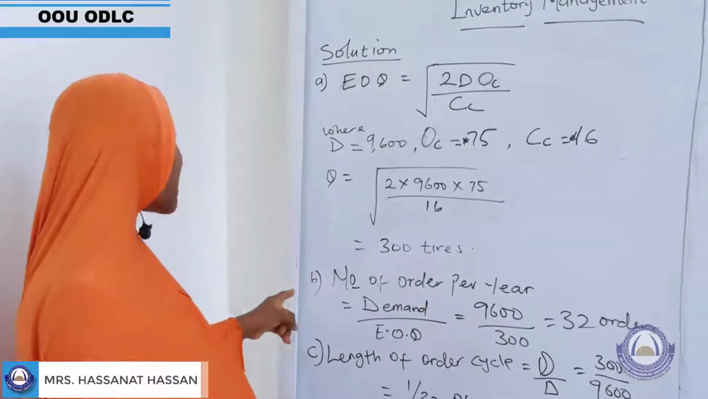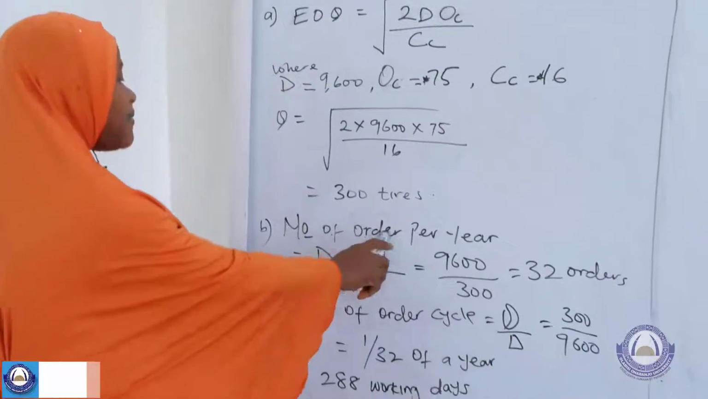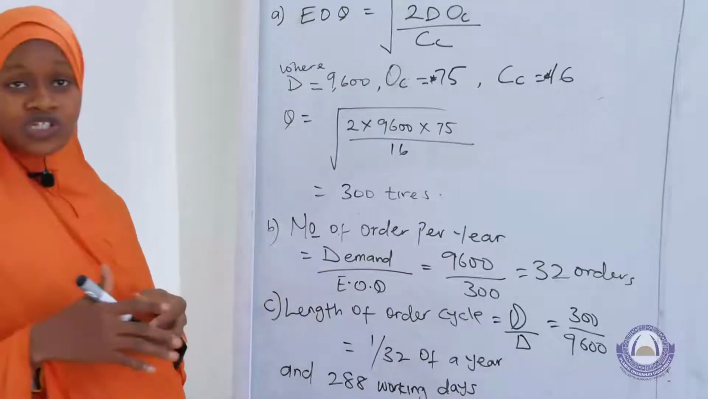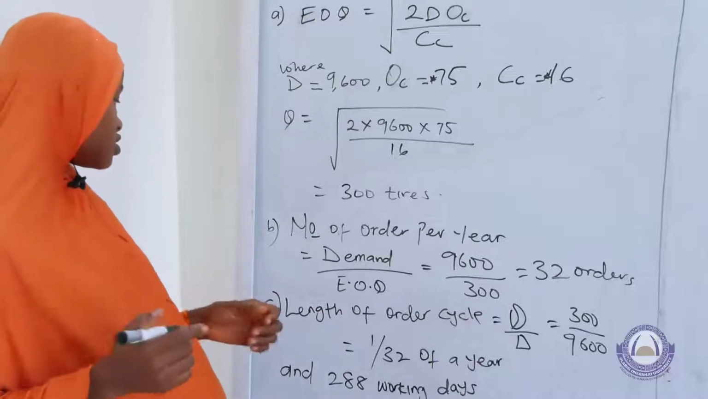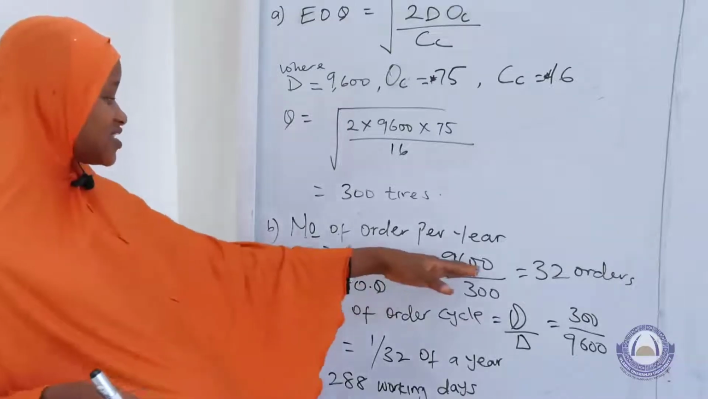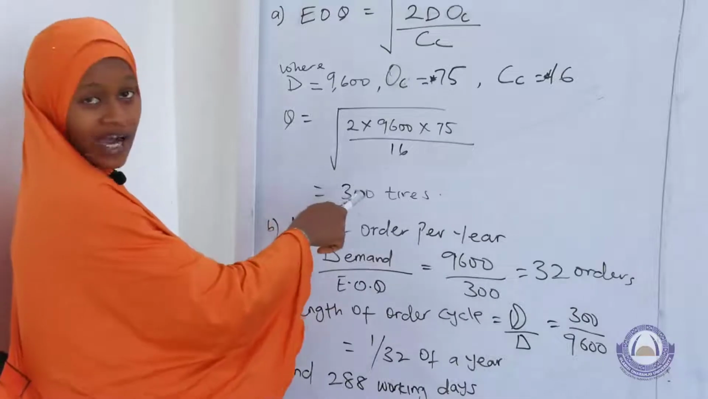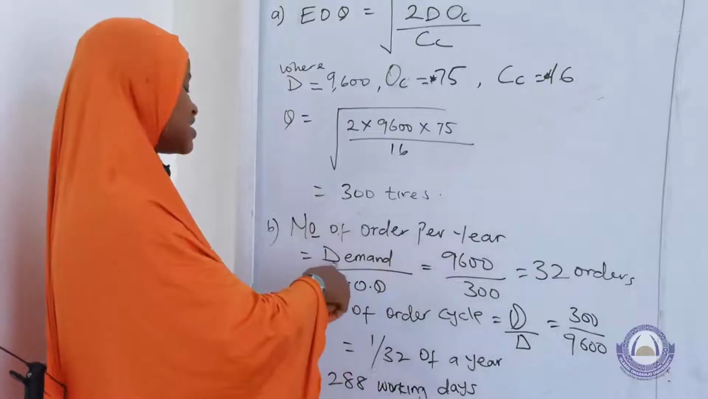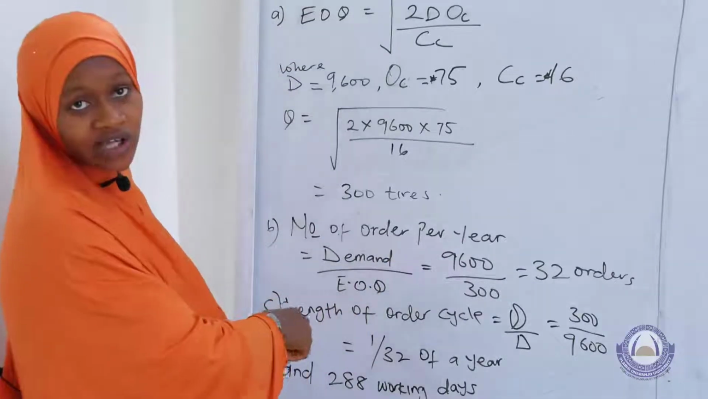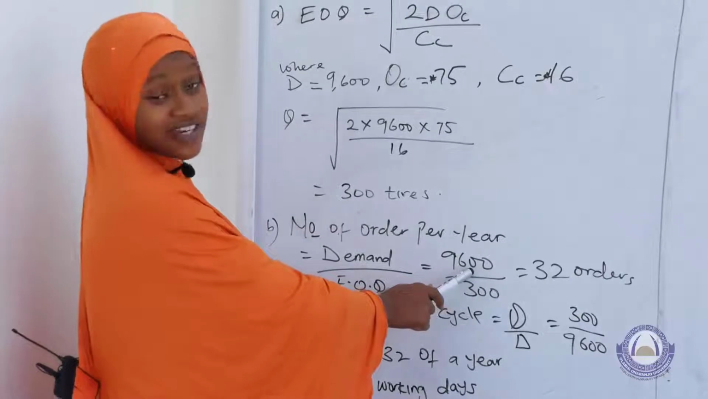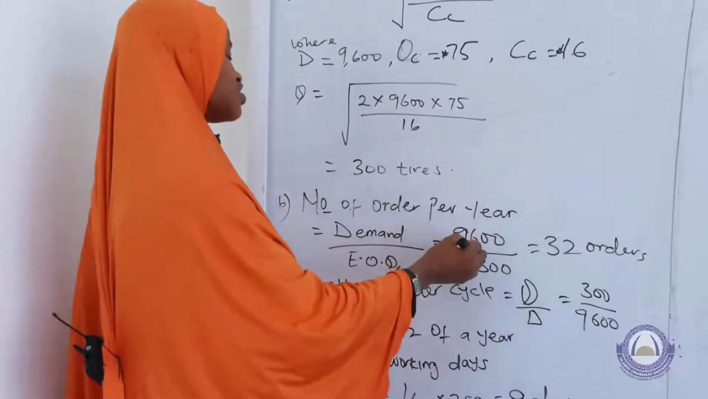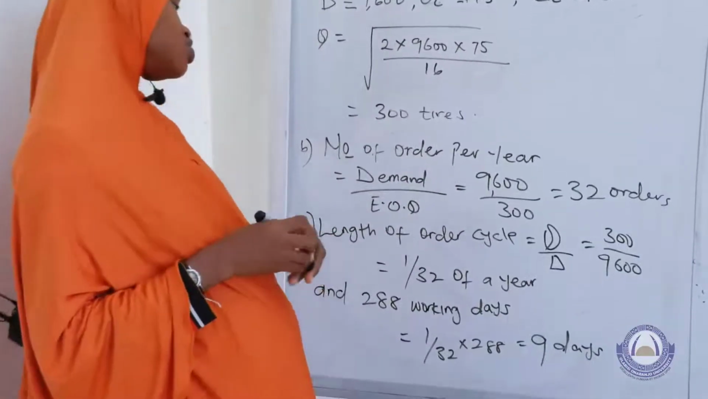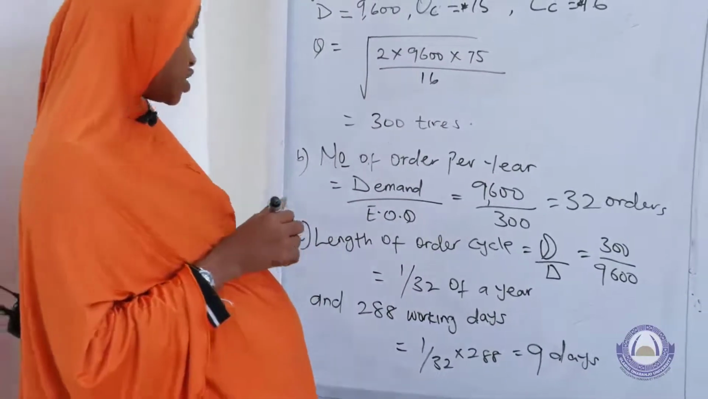As for the second part, the number of orders per year, that is how many times this distributor orders in a year. Having our demand to be 9,600 units and we've calculated our Q to be 300 units, our number of orders per year equals demand over Q, or demand over EOQ. That's 9,600 over 300, which is 32 orders. So the local distributor orders 32 times in a year.